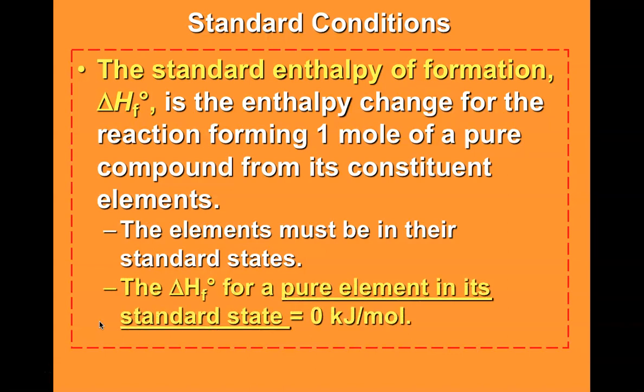The delta H for a pure element in its standard state is 0. So when you're trying to write the reaction, you write the reaction. When you go to solve the problem and you're looking for a number that you need, if it's an element in its elemental state, so oxygen, O2 as a gas, the formation of O2 as a gas has 0 delta H of formation because it exists naturally. It is just there.